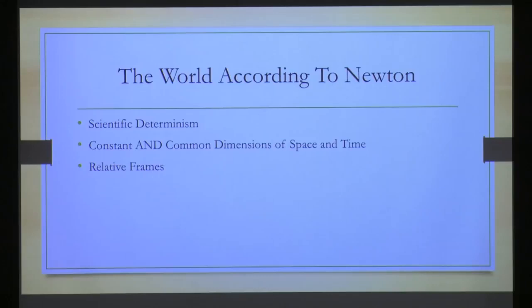At the time of Newton, we thought that there were constant and common dimensions of space and time, which means that your centimeter is my centimeter, is his centimeter. Your time is my time, is his time, is her time. So time and space are common to all of us. And we are having a play in a theater where we share time and space. And also very important is that we are in relative frames. And I'll tell you in a second what relative frames mean.